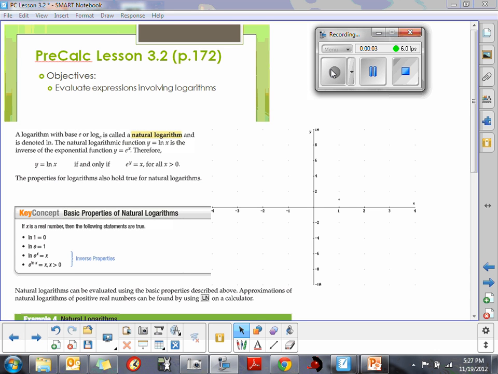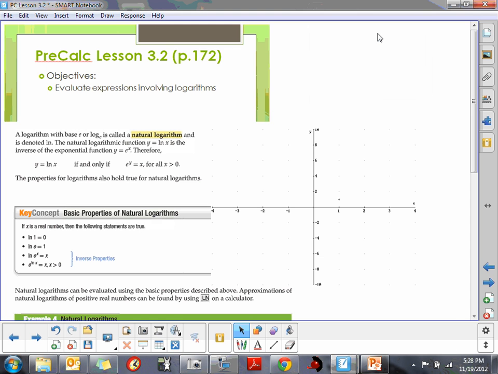The fourth video of this lesson on 3.2 is evaluating logarithms that are natural logarithms. Natural logarithm is a base e logarithm, so one of the things we're going to have to get familiar and comfortable with is when you see the natural log of some number, it is the same as log base e. We also have to get familiar with e.